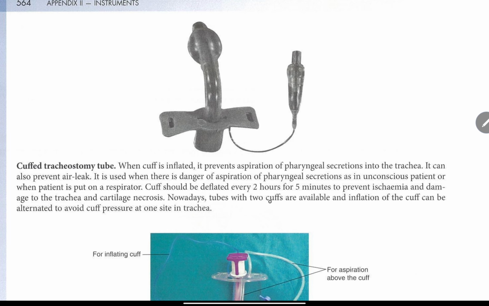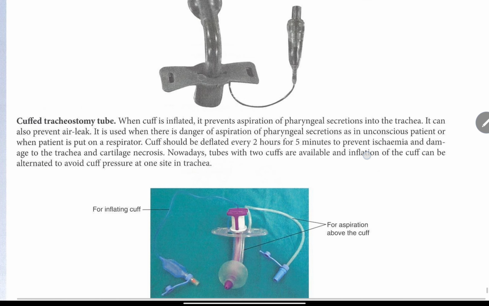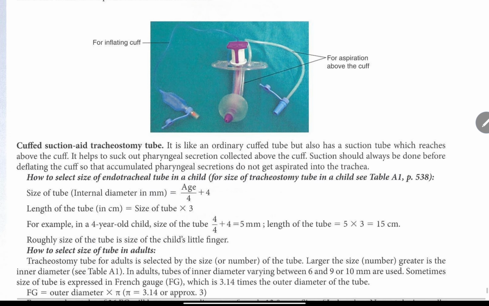Nowadays, tubes with two cuffs are available, and inflation of the cuff can be alternated to avoid cuff pressure on one side of the trachea. For inflating the cuff, for aspiration above the cuff.